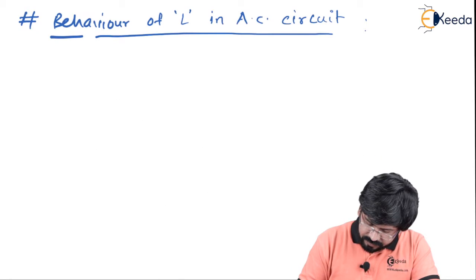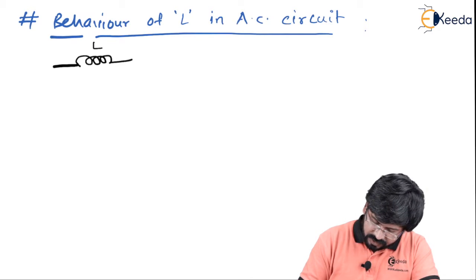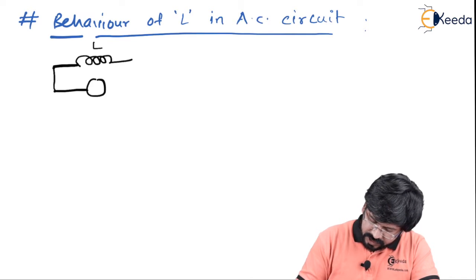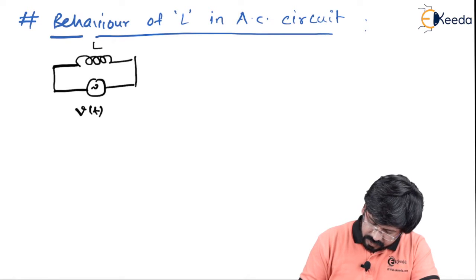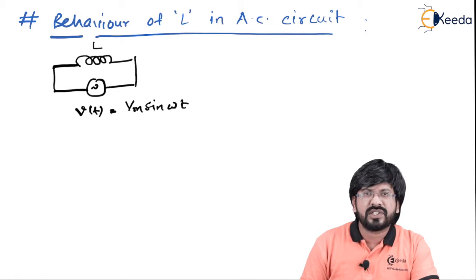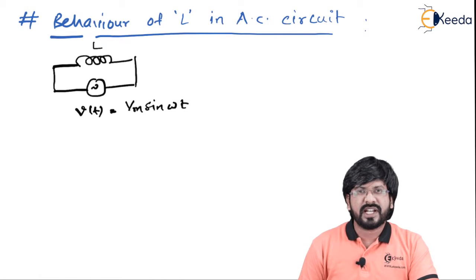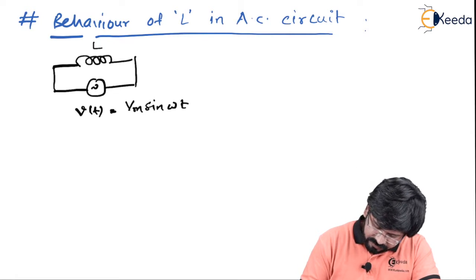Let us assume inductor L in henries, which is supplied with AC voltage source. As usual, let's say V of t, which is, let's say, Vm sine of omega t. Because of the sinusoidal voltage, sinusoidal current will flow through the circuit. Let's say it is I of t.